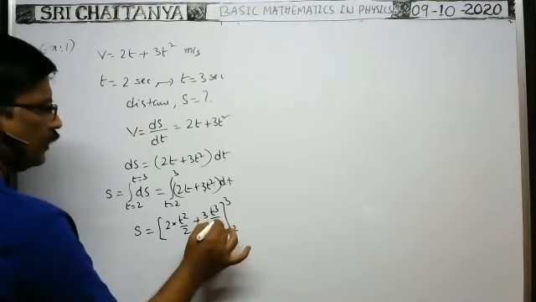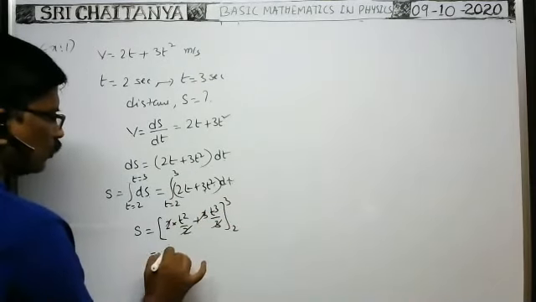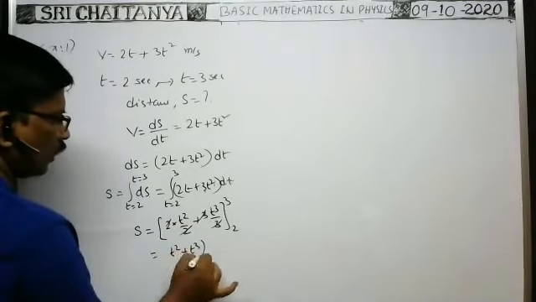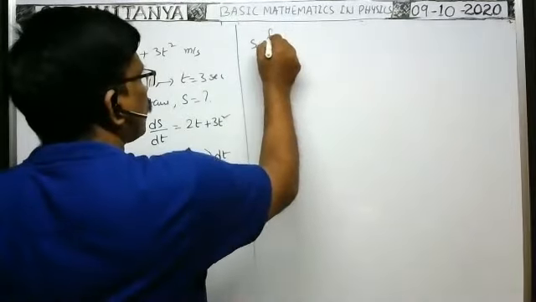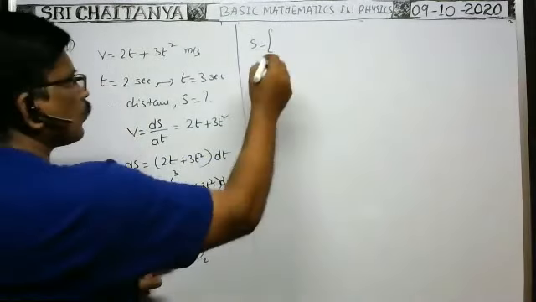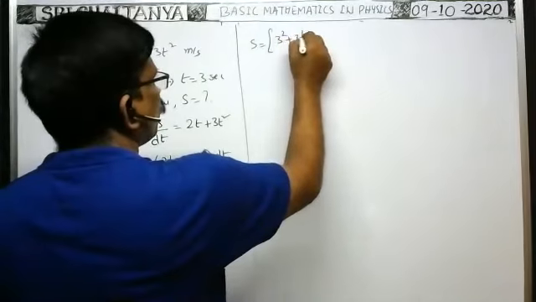So, limits 2 to 3. Here the 3 cancels, the 2 cancels. So t square plus t cube, limits 2 to 3. Therefore, first we have to substitute the upper limit in the integral. t square means 3 square, 3 square plus 3 cube.